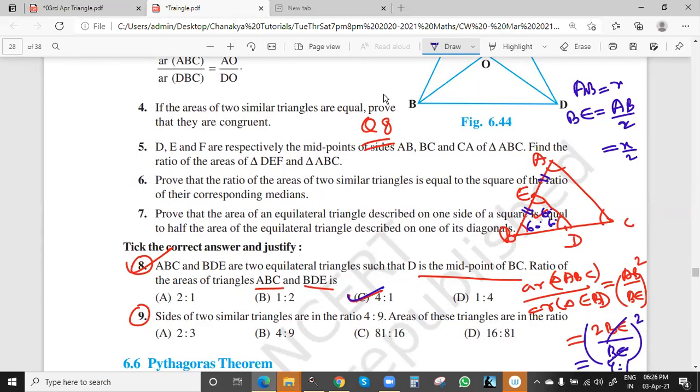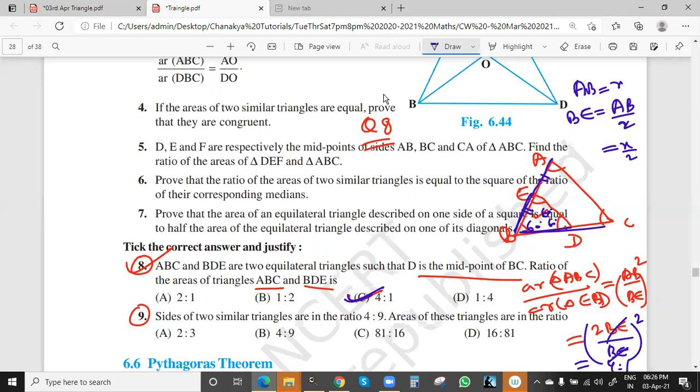So AB we can write as twice of EB because AE will be equal to EB because E will be the midpoint of this AB. Then BD is equal to EB and BD is half of BC, and this triangle ABC is equilateral. So BC will be equal to AB and half of AB will be EB. First one is the right answer.